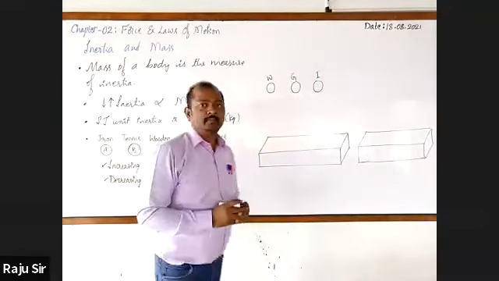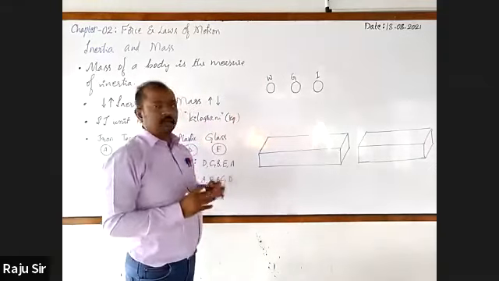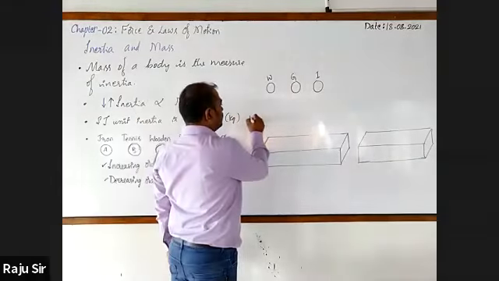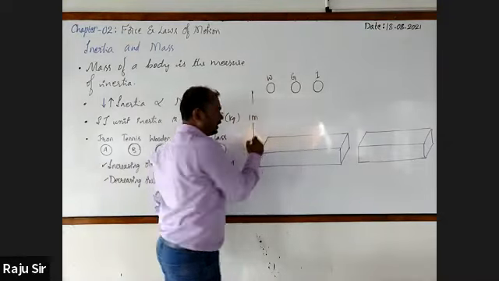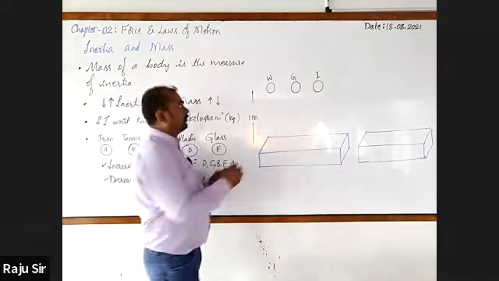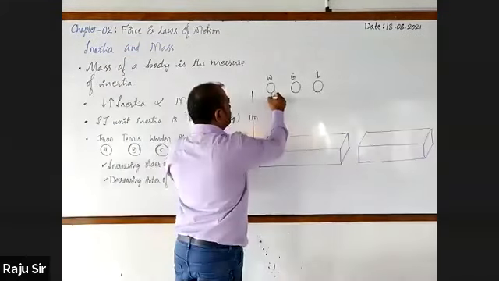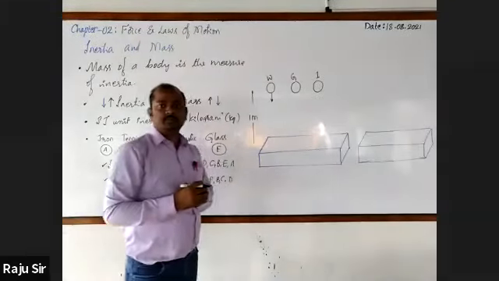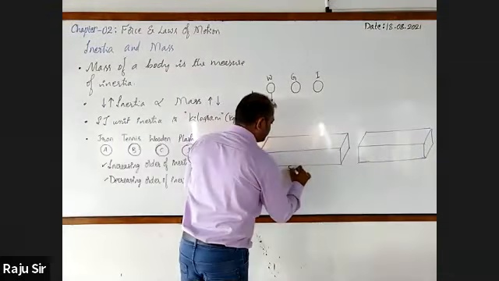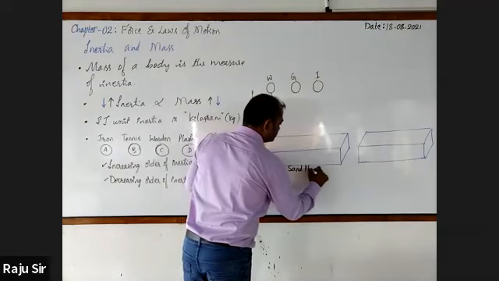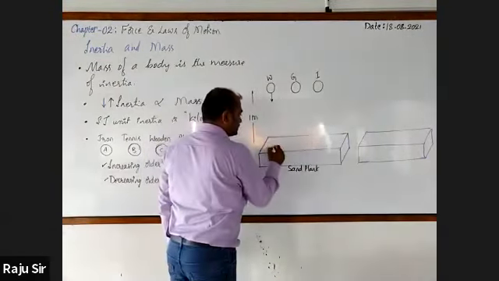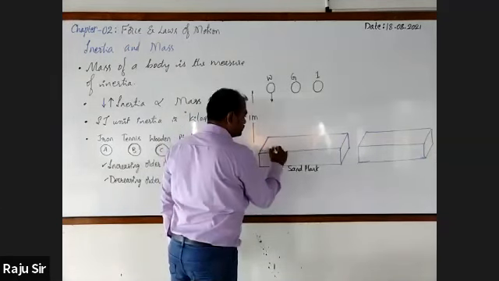All are to be allowed to fall from the same height. Assume around 1 meter. From 1 meter height, we leave the balls one by one. First, we leave the ball made of wood. When it touches the sand plank, what happens? It creates a depression. Let me show you the depression.